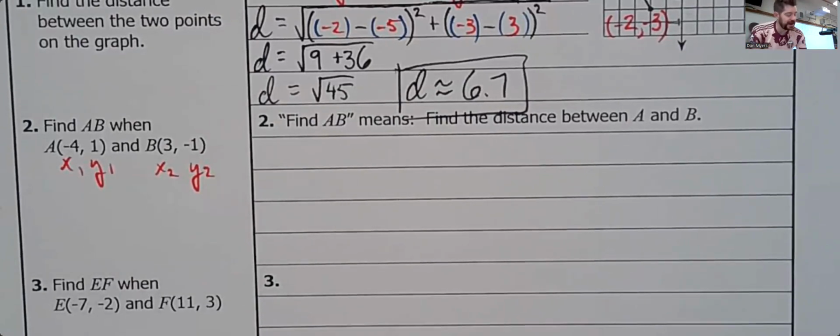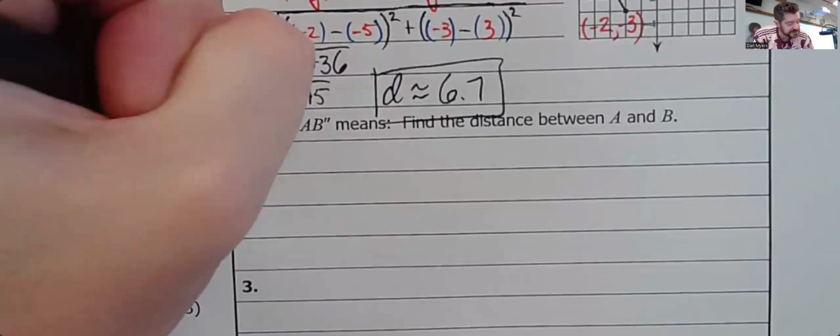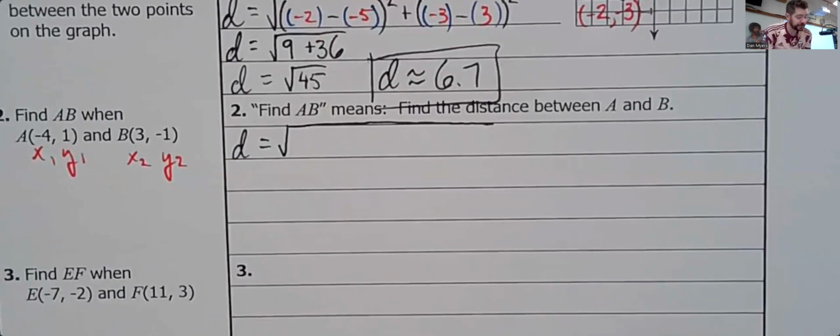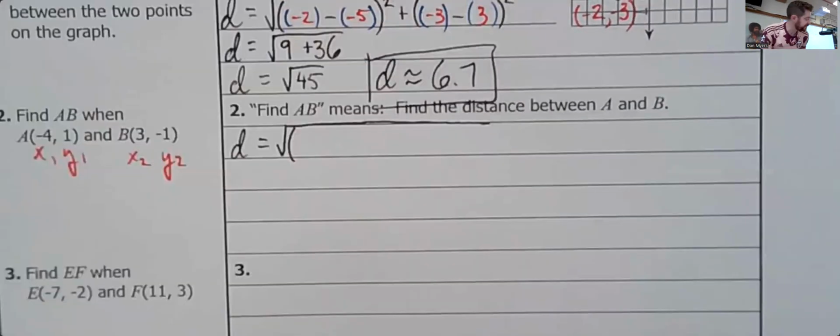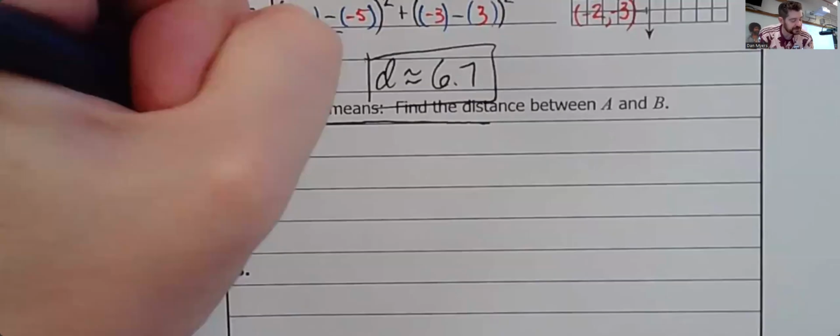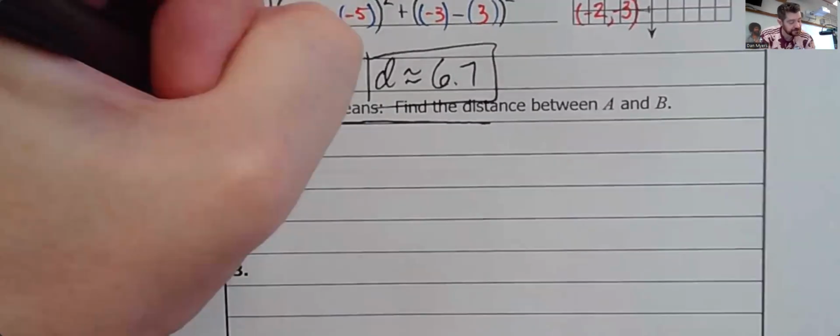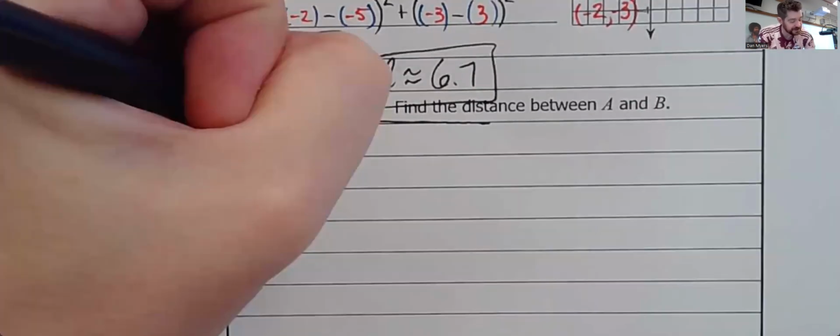So let's do that. We're going to have distance is equal to, here we go. Line it all up, get your long square root symbol going. And then we're going to have our large set of parentheses followed by a small set of parentheses with the value of x2 inside of that, which happens to be 3. And then you're going to close that off.